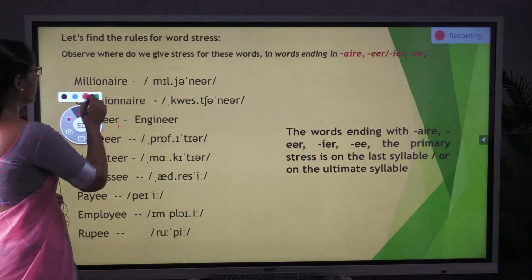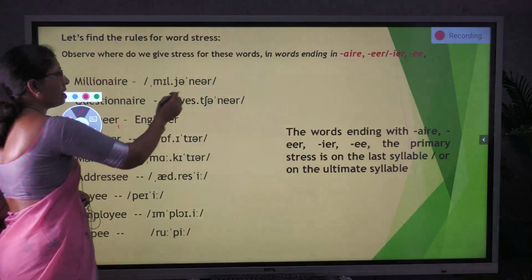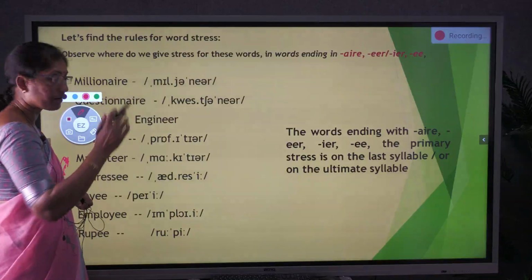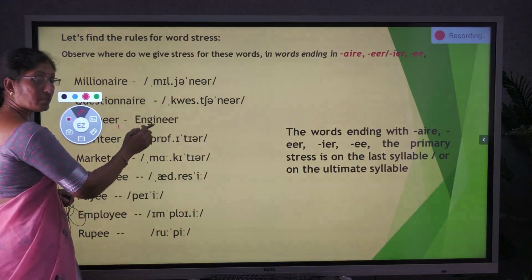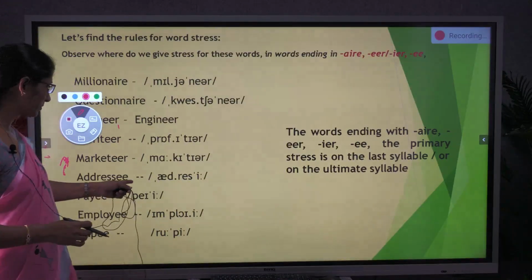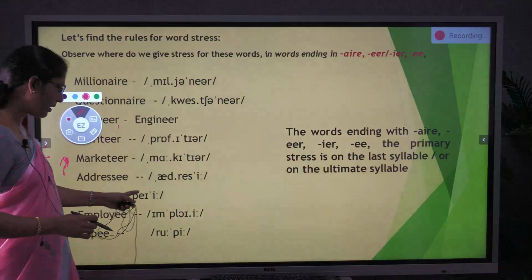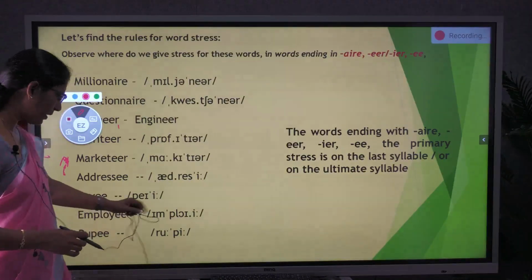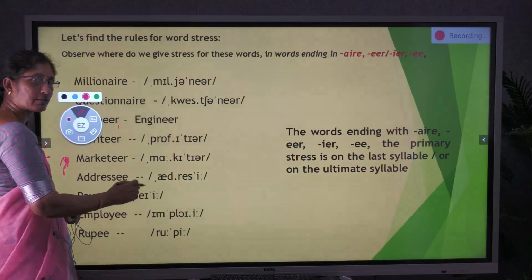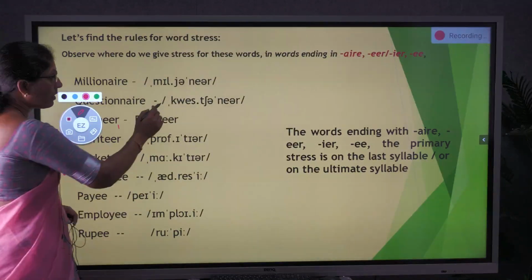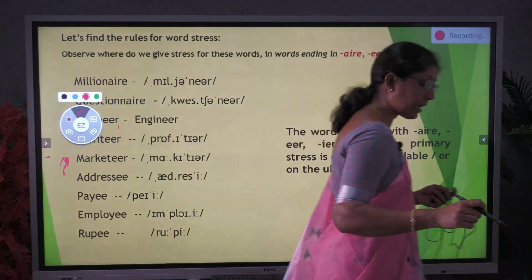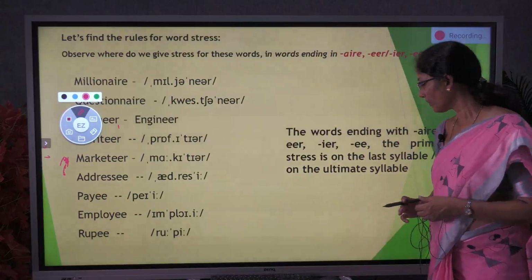See this word, millionaire. This one, questionnaire, engineer, profiteer, marketeer, addressee, payee, employee, and rupee. So the suffix itself receives stress when you have words ending with IE, EE, or ARE. Next.